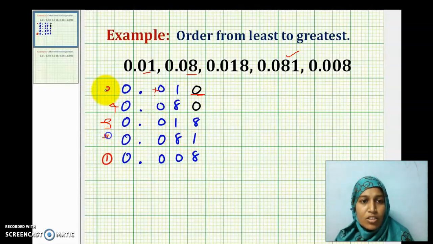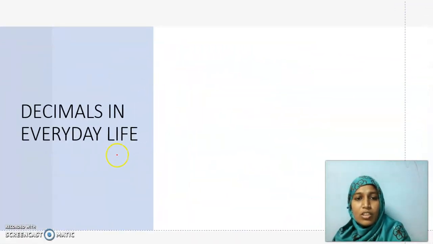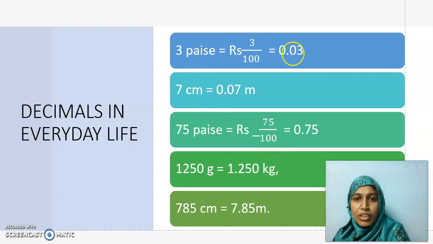So is it clear, my dear children? First convert them to like decimals, then compare as usual only the decimal part if the whole parts are equal. Is it clear, my dear children? Now let us see how decimals are useful in our day-to-day life, where we come across the decimal point. Immediately you will remember rupees and pies.